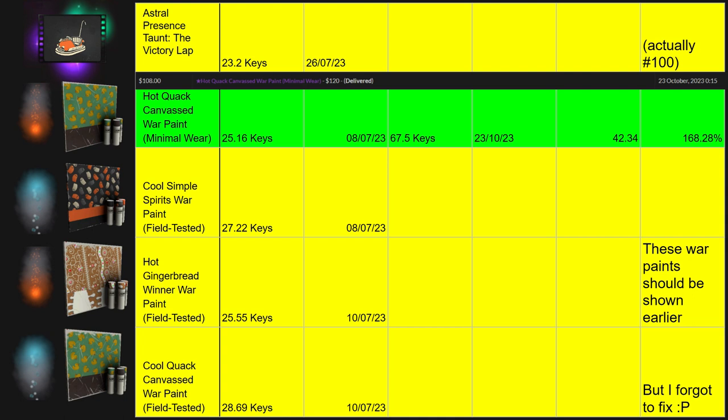Cool Simple Spirits Warpaint Field Tested. This is an okay looking warpaint. Hot and Isotope would look better. It's just going to sit there and either rot away or luckily sell.